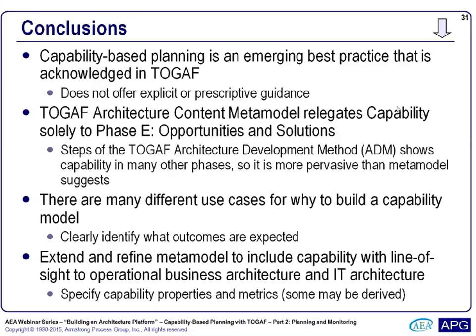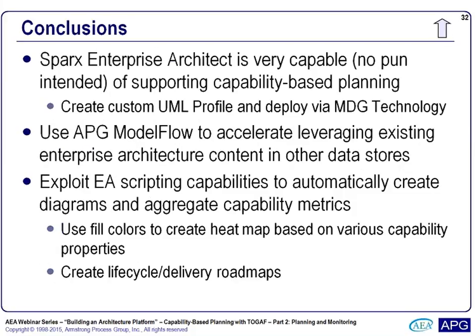But again, what you're going to use the capability for is going to make a big influence on the kind of metadata that you're going to have to keep track of and how you're going to have to set up your repository, including what architectural elements you're going to allow mapping to. Again, in this example, we kept it really simple: applications and processes.